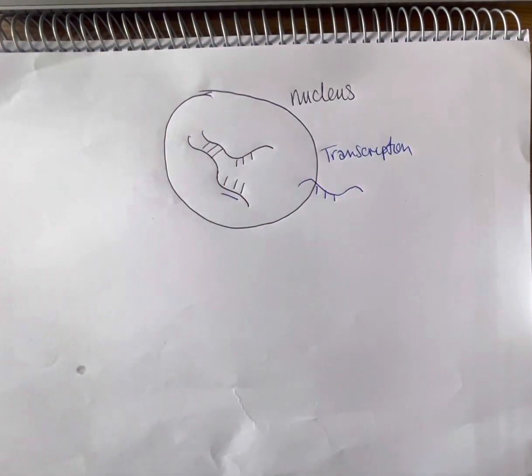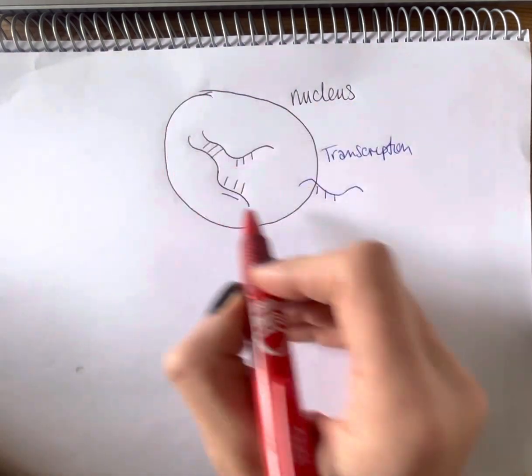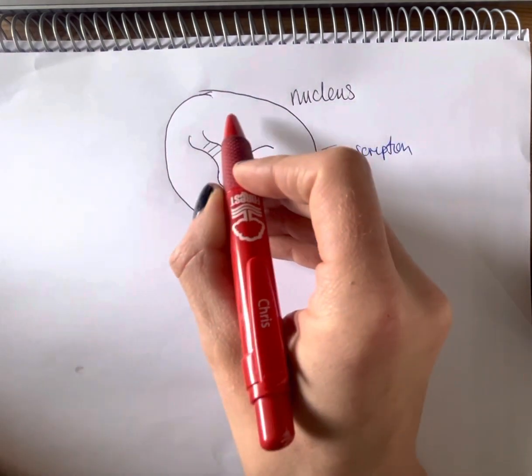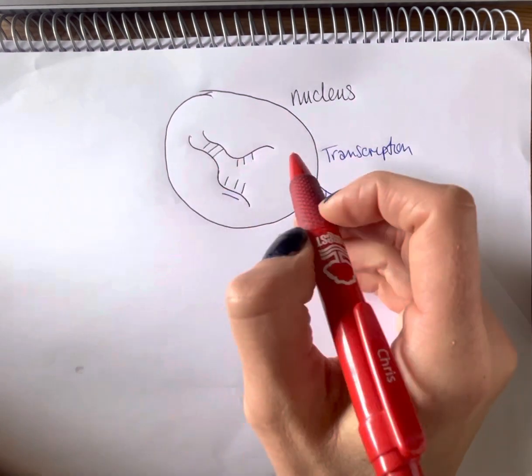I've had a transcription and translation request, which makes me so happy because I love it. What we're talking about here is transcription, and this takes place in the nucleus of a cell. So we know that this is a eukaryotic cell.